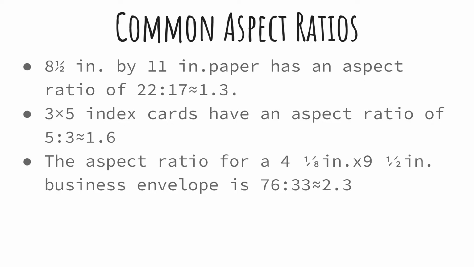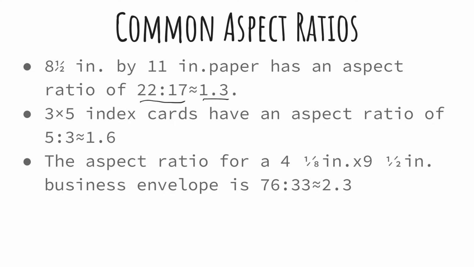It has an aspect ratio of 22:17. Now keep in mind that when we write our ratios, we don't really want to put fractions in it. So the aspect ratio would be the longest side to the shortest side, that would be 11 to 8.5. But because we can't use 8.5, if you double both of those, then it would be 22:17. Now, if we simplify that, 22 divided by 17 gives us the decimal 1.3.